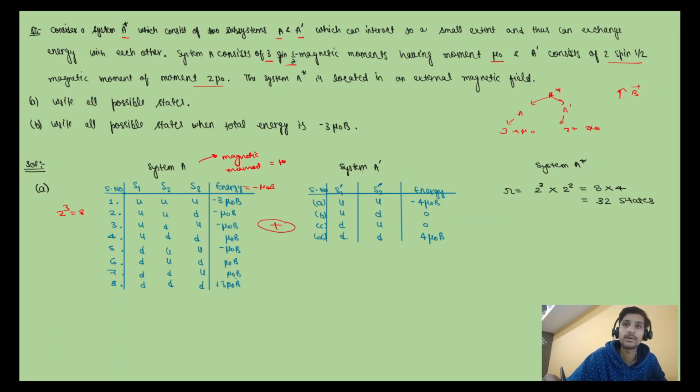Now for system B, here you have 3 particles. Now here you have 2 particles, but the magnetic moment is 2 mu naught, actually. So you can arrange these states in how many different ways? 2 raised to power 2. So that will be 4.